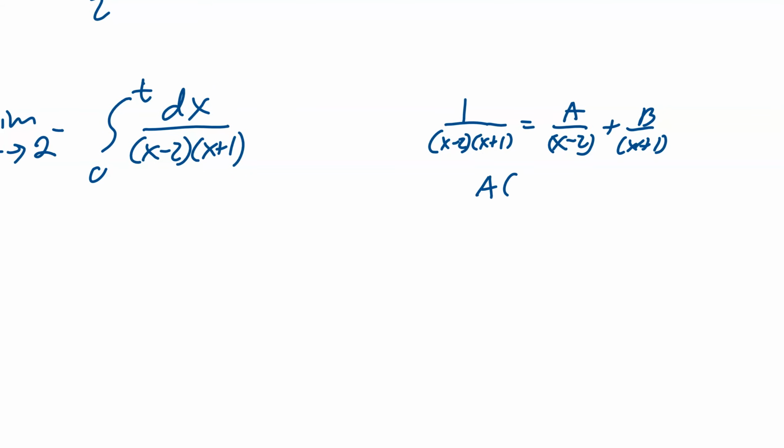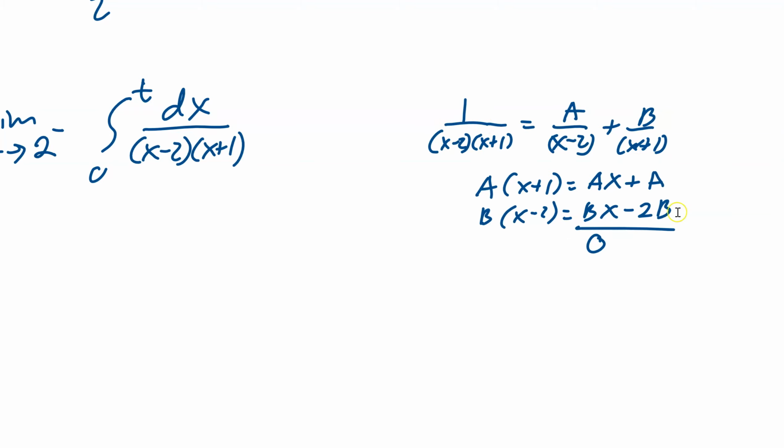So we end up with ax plus 1, which is ax plus a, and bx minus 2, which is b. Where'd the x go? I didn't draw it. Ax plus a. There we go. And bx minus 2b. And then there is no x value here, so 0. And our constant is 1.